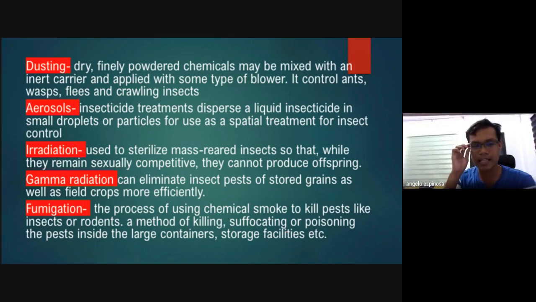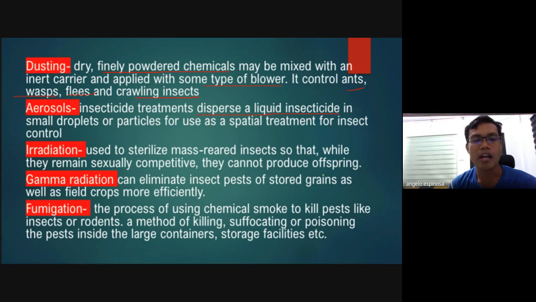Okay, dusting, it is a dry, finely powdered chemical, maybe mixed with an inert carrier and applied with some type of blower. It controls ants, wasps, fleas, and crawling insects. Aerosols, insecticide treatments, disperse a liquid insecticide in small droplets or particles for use as a special treatment for insect control.